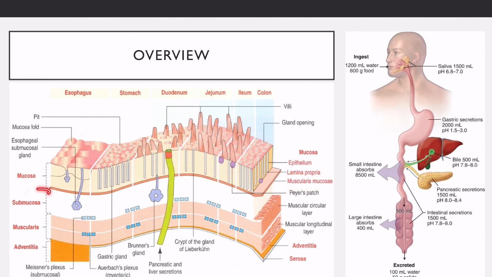Deep to the mucosa is the submucosa. The submucosa is a layer of dense, irregular connective tissue that contains blood vessels, lymphatics, and nerves. This layer may also contain glands depending on which organ we are in.